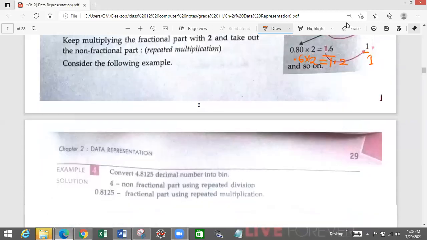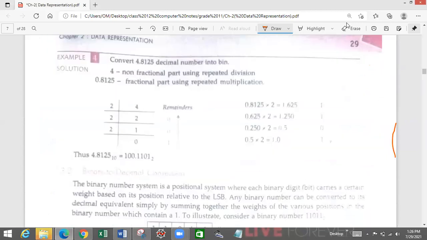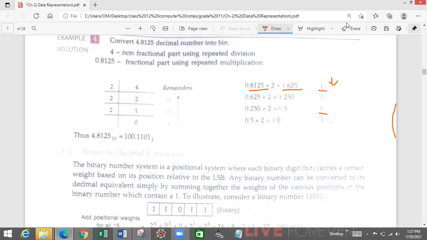See, a few more examples are given here. 4.8125. 4 is very easy: 100. .8125 is a bigger fraction. So we are multiplying it and then writing the numbers. If it is greater than 1, write 1. If it is lesser than 1, write 0. And again, write from the top. For this one, you have to write from top, not from bottom: 1101. For the division part, we write from the bottom and not the top. So be careful with this.